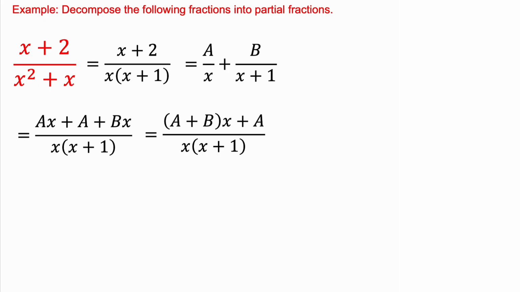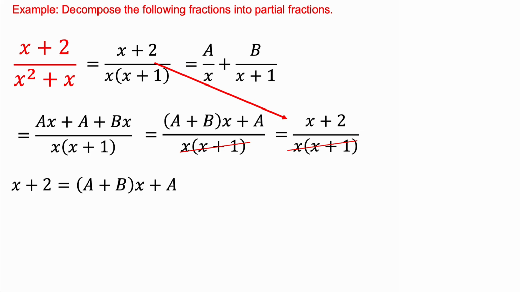The denominators are the same, so this fraction must be equal to that other fraction. When the denominators are the same, there is no other way but for the numerators to also be equal. The numerator of the original fraction is x plus 2, and the numerator of my fraction is a plus b times x plus a. These two must be equal to one another. How? What is the coefficient of x on the left side? What is the coefficient of x on the right-hand side? It is a plus b, so a plus b must be equal to 1. We call this the method of equating coefficients. It is a mathematical approach.